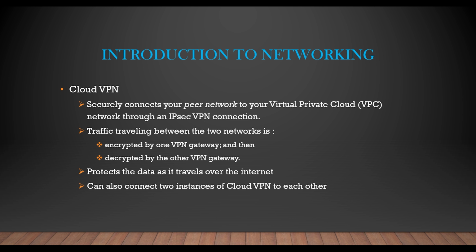So when you connect a VPN between two networks, the traffic traveling between the two networks is encrypted from the first VPN gateway, and when it reaches its destination, it gets decrypted by the other VPN gateway. So the data traveling through Cloud VPN will be secure and encrypted. This protects the data when it is traveling over the internet. And you can also connect two instances of Cloud VPN to each other.